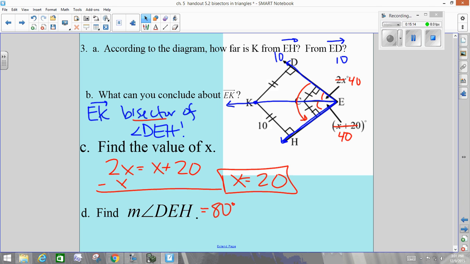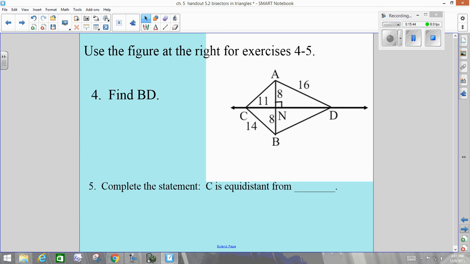Number 3, part A. How far is point K from this ray? How far is it away? The distance is always that length of that perpendicular segment. So if I wanted to know how far C was from EH, I would have to know this length here. I wouldn't say that one's 10. Does that make sense? Okay, and then it was marked congruent, so that's how I know ED was 10 away too. Okay. Cool. 2 diagrams, like 5 questions left here.